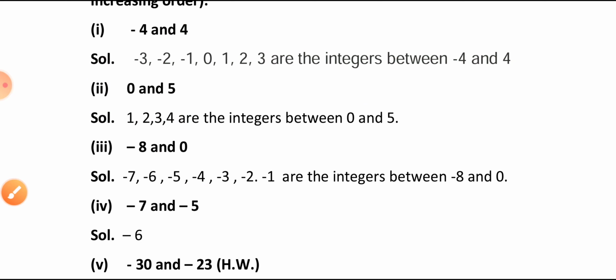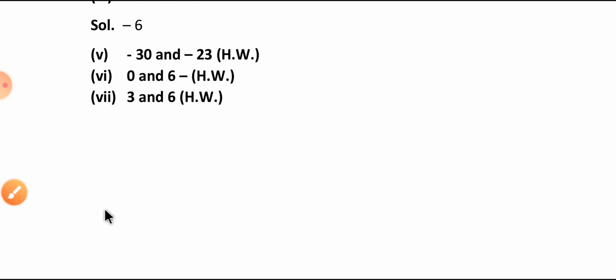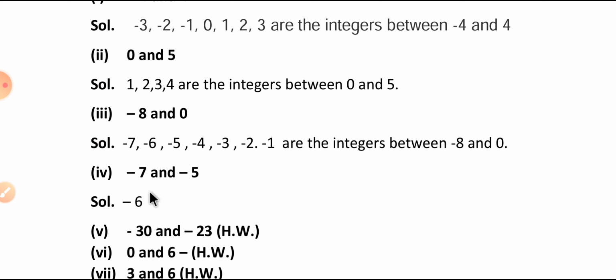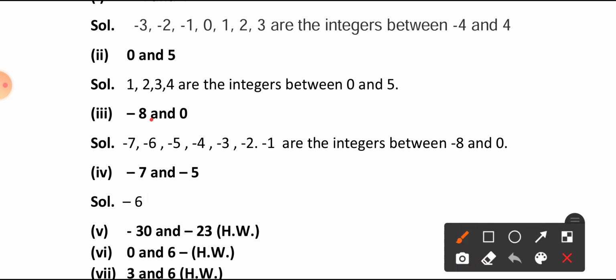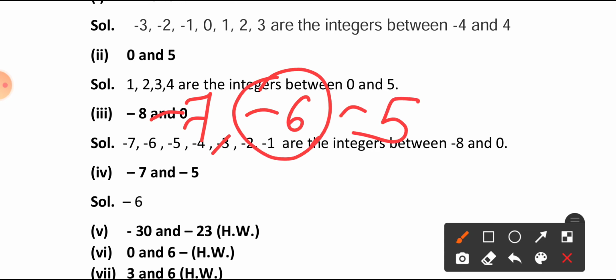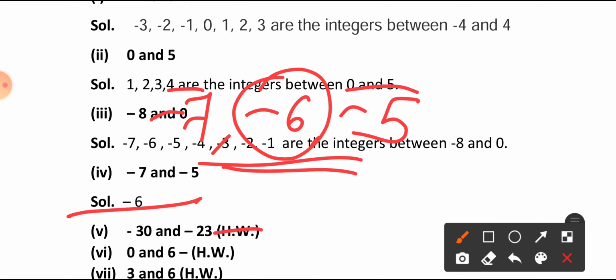Then the fourth one, between minus 7 and minus 5. Only, you can see after minus 7, which is the greatest number, minus 6 and minus 5. Only minus 6 is the integer which comes between minus 7 and minus 5. Same here, you have to write the integers between minus 30 and 23, then 0 and 6, 3 and 6.